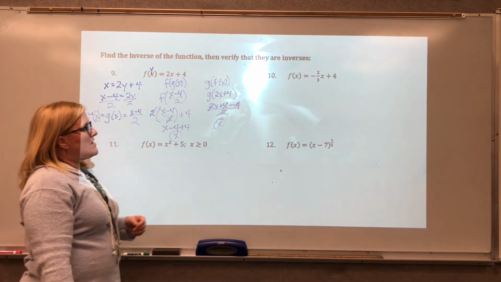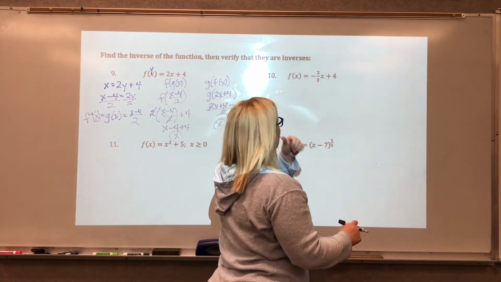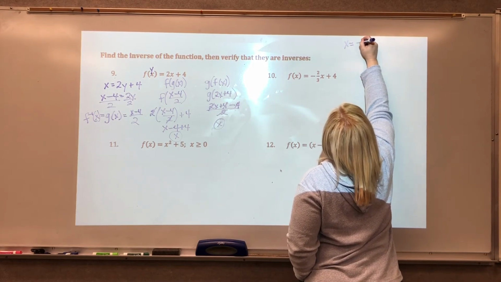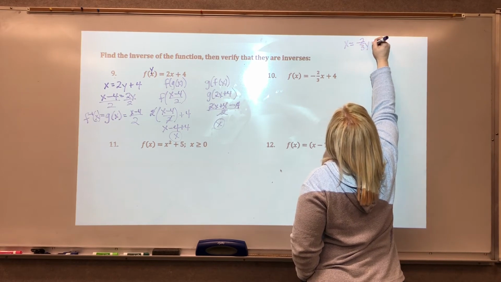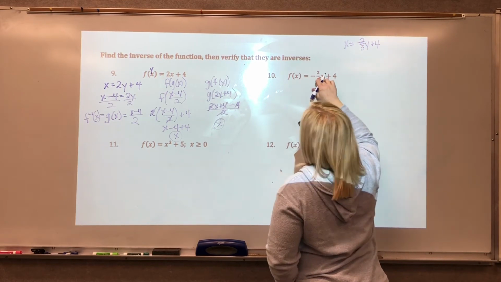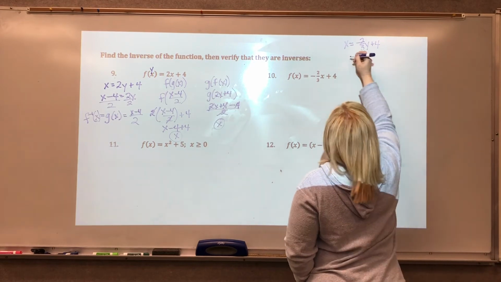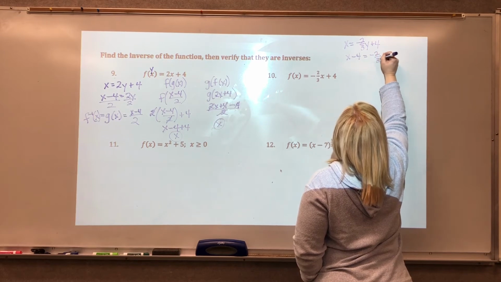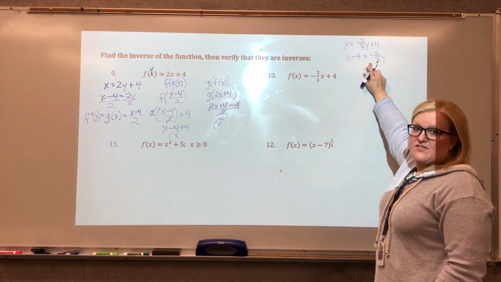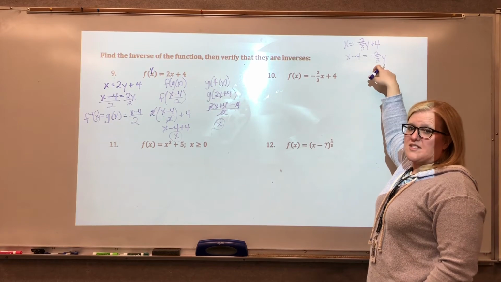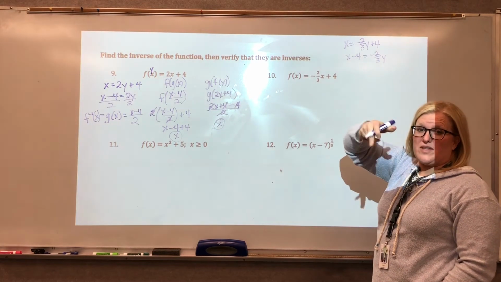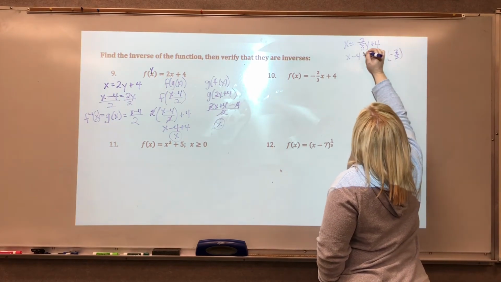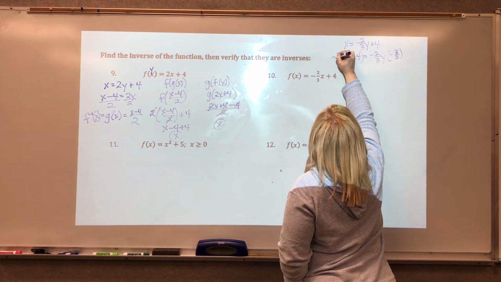Okay, so number 10, let's find the inverse. I'm going to do it up here, I think. So I've got x equals negative 2/3 y plus 4. So I just switched the x and the y. Now I'm going to subtract 4 from both sides, negative 2/3 y. In order to get rid of this negative 2/3 now, I need to multiply both sides by negative 3/2, or the reciprocal. So I multiply both sides by the reciprocal, negative 3/2.